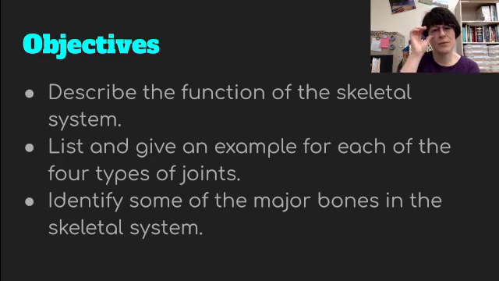So our objectives today were to describe the function of the skeletal system, list and give an example for each of the 4 types of joints, and identify some of the major bones in the skeletal system.